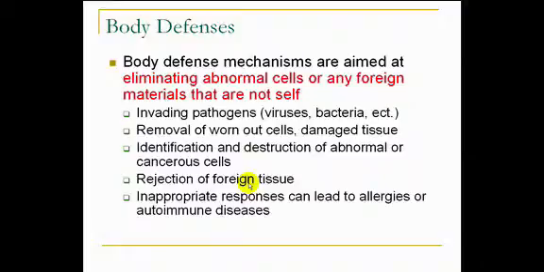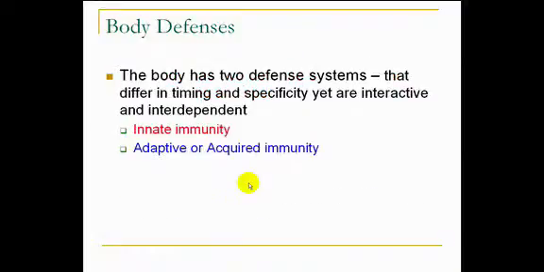And sometimes your body defense mechanisms can work a little too well, or they can overreact or act inappropriately when they shouldn't. And that can lead to things like allergies or autoimmune diseases, which we'll talk about at the end of this lecture. So we say the body has two defense systems. They differ in their timing and how specific they are.